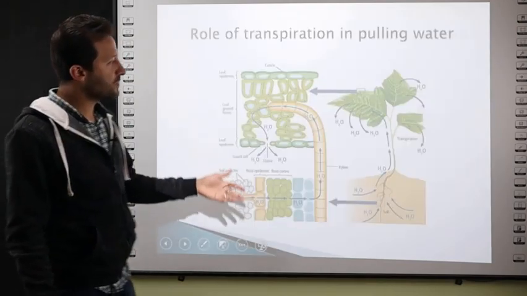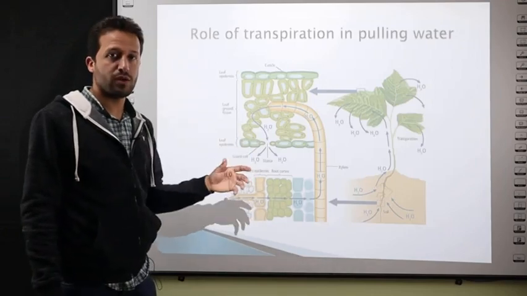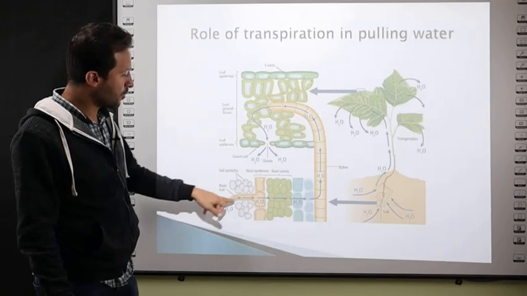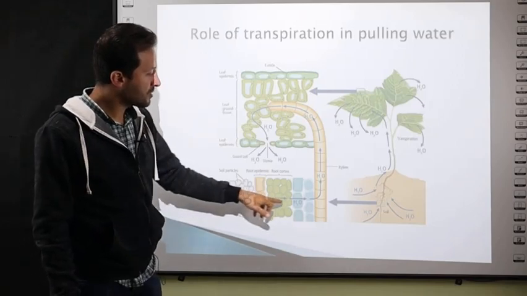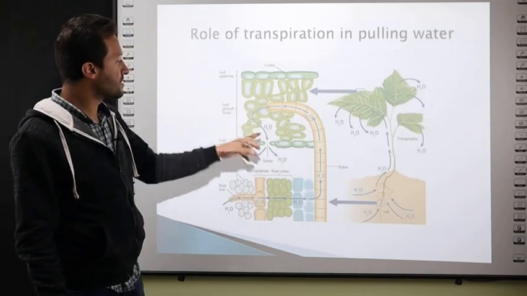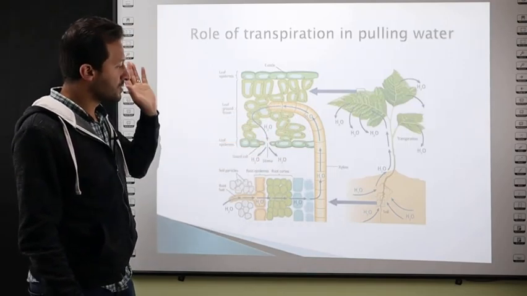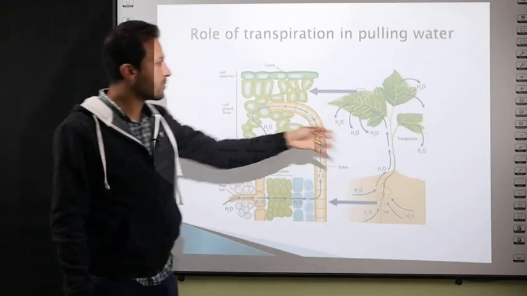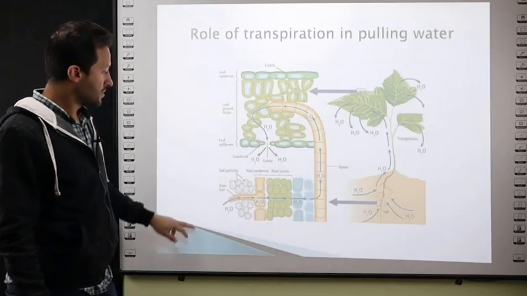And this is another figure that explains the power of transpiration in pulling water. As you see, the water moves through root hairs, through roots to the stem to reach the leaves, then goes outward by transpiration, and the pulling is continuous.